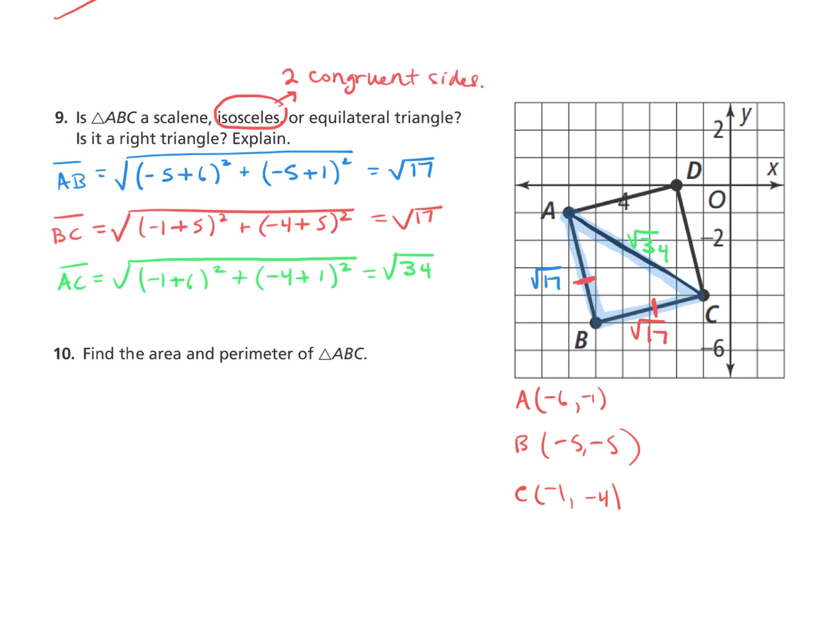All right, we have a follow-up question. So that explains how we know that it's isosceles. Is it a right triangle? So a right triangle will be a triangle that has a right angle. If we look at triangle ABC, we can predict that if there is a right angle, it would be right here at B. It looks the closest to a right angle, and we will just check that to see if it is. If this is a right angle, that means that AB would be perpendicular to BC. So we can check our slopes on that. Do we have perpendicular slopes?